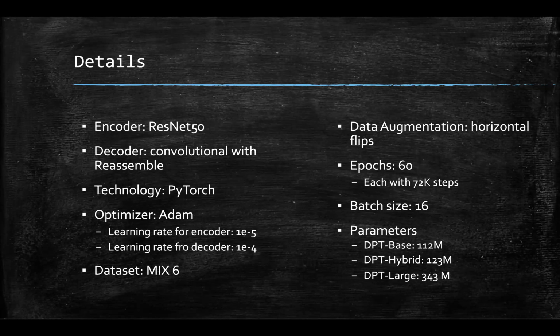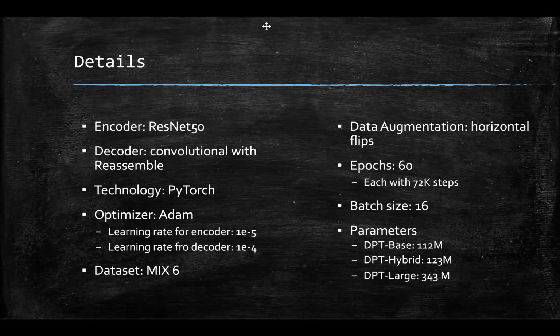Midas is a different model also developed by Intel Labs, and they extended that dataset by adding 5 more datasets and called that monster Mix6. Why monster? Well, it contains about 1.4 million images. They used multi-objective optimization, which is a topic in itself.